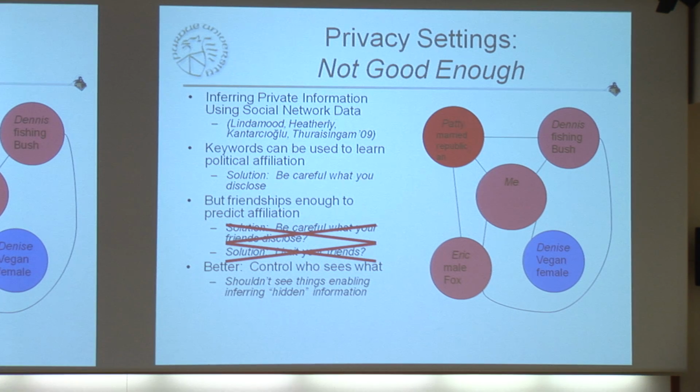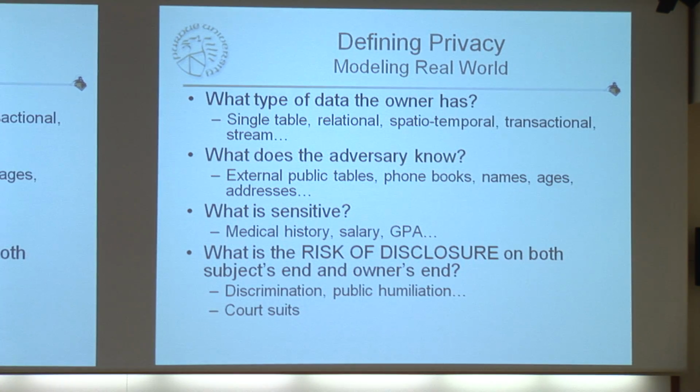Now, what we really need to do is control who sees what. We shouldn't be able to see things that enable inferring information that's hidden. And now this gets to be a big challenge and one that is unsolved. This is an open research opportunity. There's been a few things done, but there's a lot left to do. OK, so now that we've seen how hard this can be, let's talk about some of what comes into this and some of what we can do.